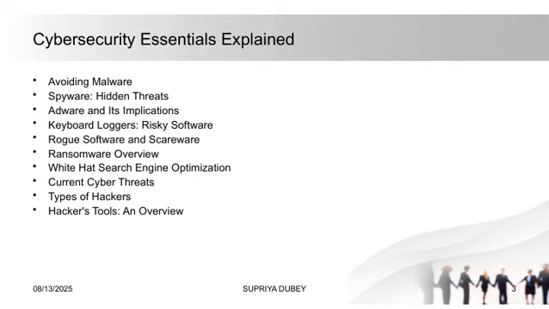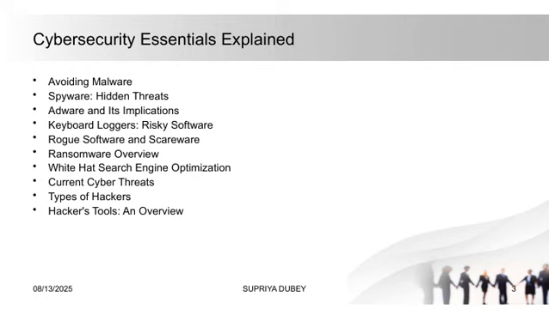Then we have adware, which bombards your screen with unwanted ads, but it can also slow down your system and compromise privacy. Next, let's talk about keyboard loggers or keyloggers. These are particularly risky because they record everything you type, including passwords and sensitive information. Moving on, rogue software and scareware are designed to trick you into thinking your device is infected, prompting unnecessary purchases or downloads. They're a form of social engineering. Ransomware, which is increasingly prevalent, encrypts your files and demands payment to restore access.